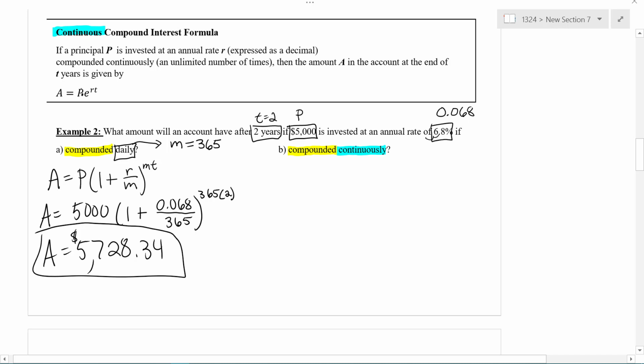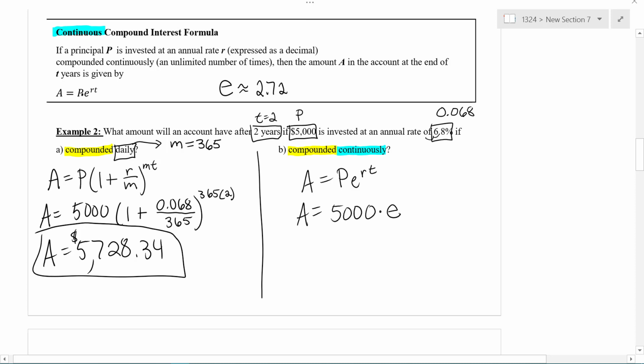Okay, where P is the principal, E is that number that we talked about in one of the first review videos. It's about 2.72 approximately. We're just going to type it into our calculator and let our calculator keep track of that. And R is our interest rate, and T, once again, is measured in years. So if it's compounded continuously, we're going to use A equals Pe^(RT). Okay, so our A equals, our P value is 5,000. We're going to multiply that times E. E stays E, and then we're going to raise it to the power of R, which in this case is our 0.068, times T, which in this case is 2.